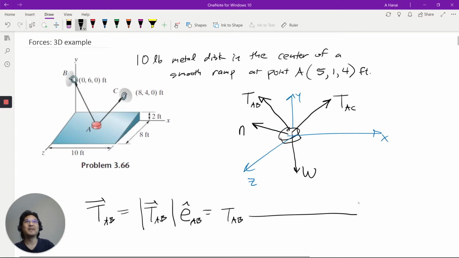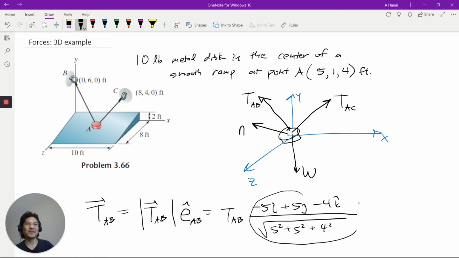from A to B, so 0 minus 5, right? And then 6 minus 1, and then 0 minus 4, and then divide by its own magnitude. Okay, so we got the unit vector at least.